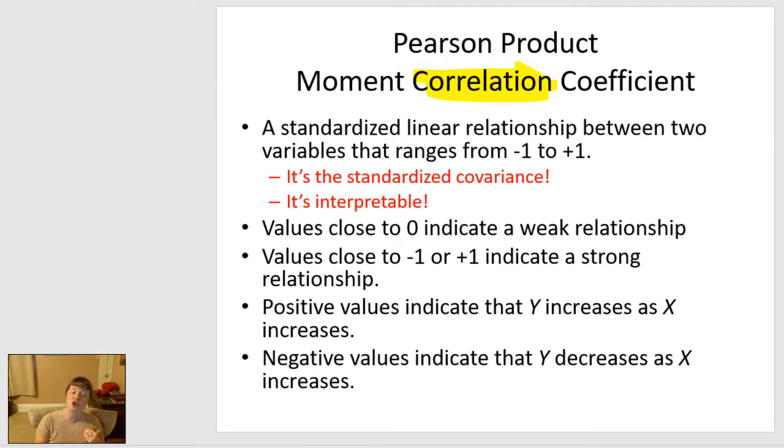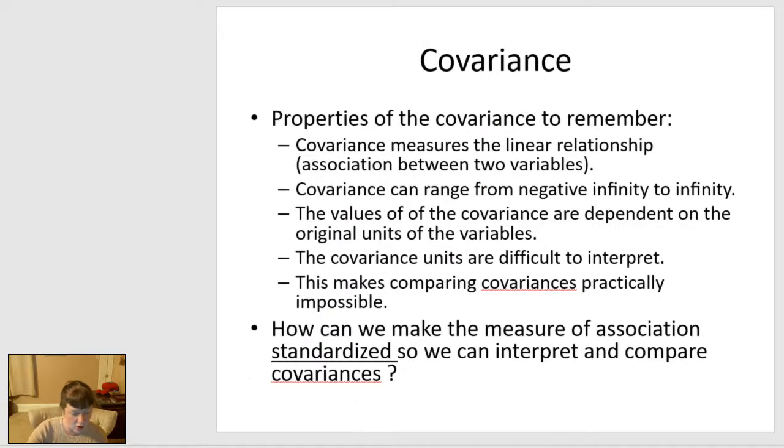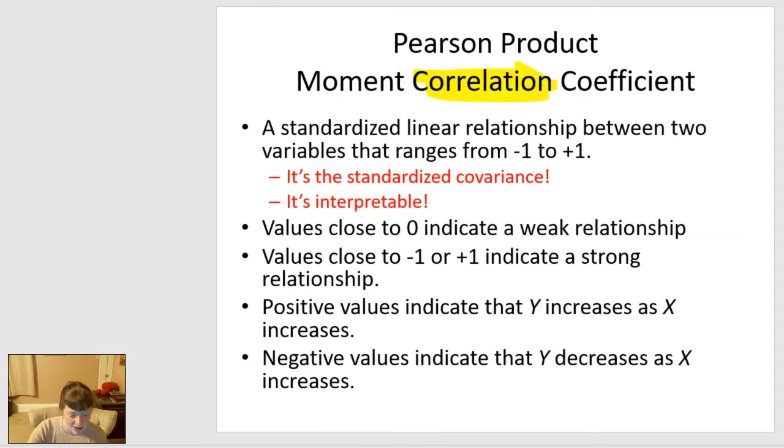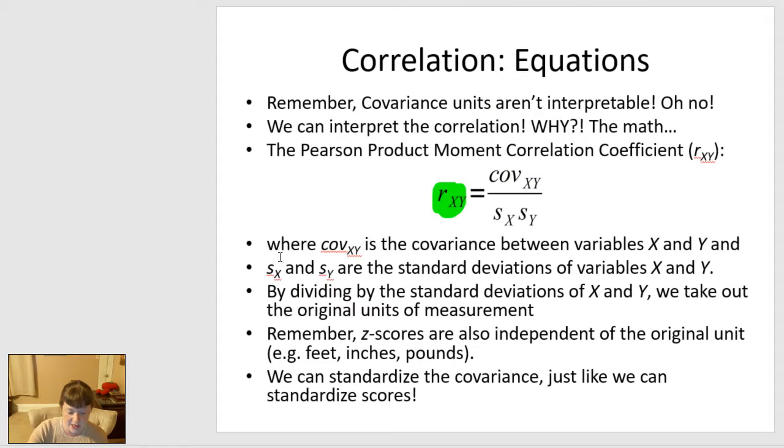And that is how you can interpret a Pearson product moment correlation coefficient, just called the correlation for short. And so let's calculate it for this example. We've already calculated the covariance between height and weight, and we got 130.67. It's based on both the height and the weight, in their original units of measurement. Well, now let's standardize it so we can interpret it. We need to standardize it using this equation here. So let's do that.